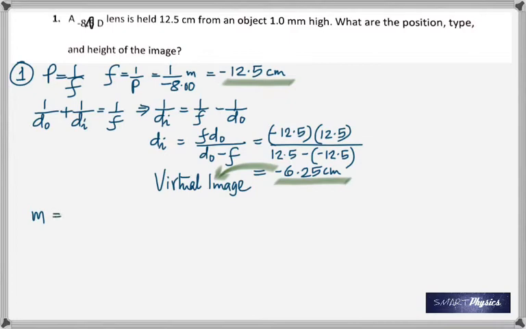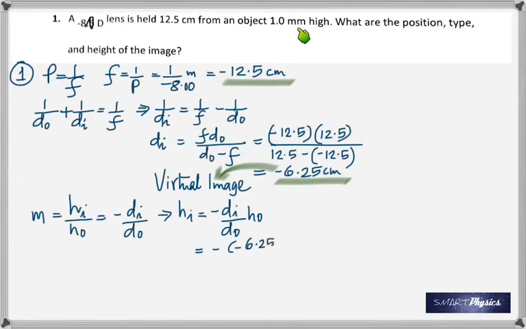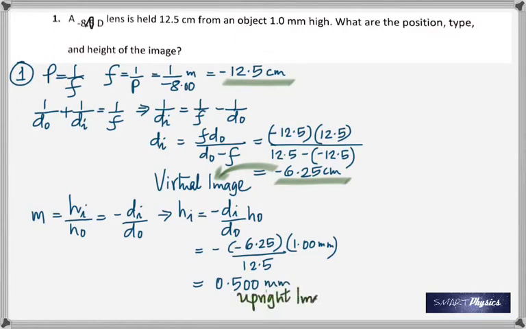Now to find the magnification, use the formula HI by HO, which is equal to minus DI by DO. The height of the object was given, that's HO, and we have DI and DO. And since there are two negative signs, you're going to get a positive. When the magnification is positive, that means it's an upright image and it is a virtual image, because only virtual images are upright.